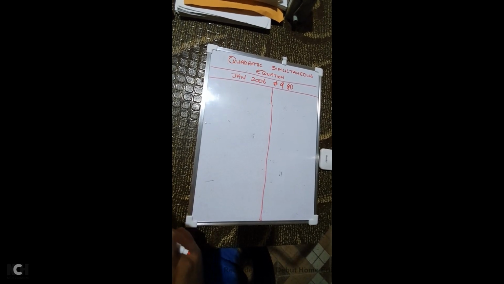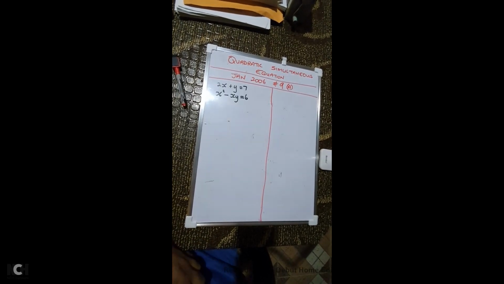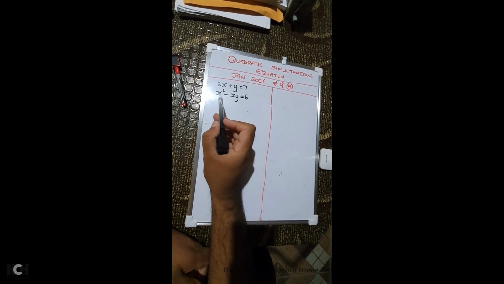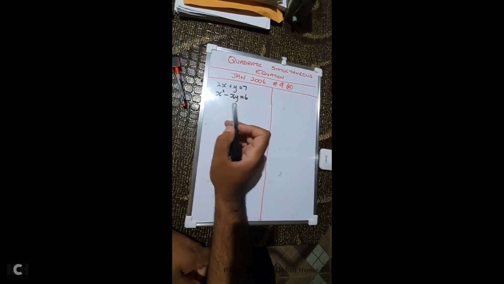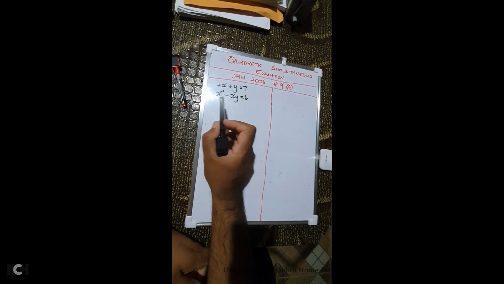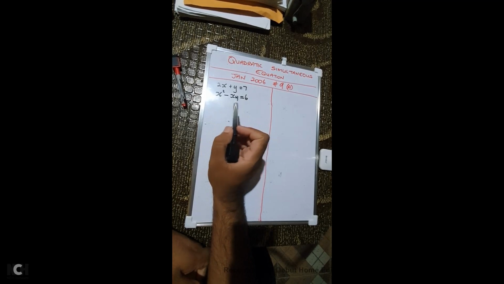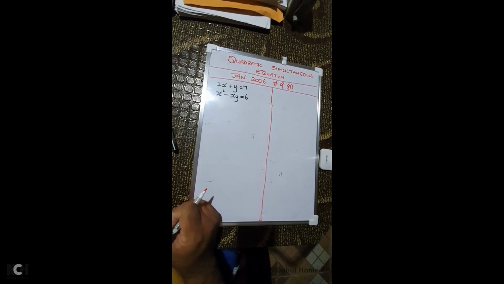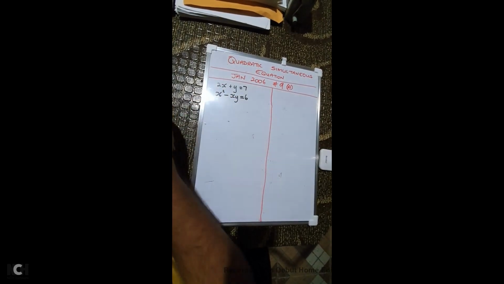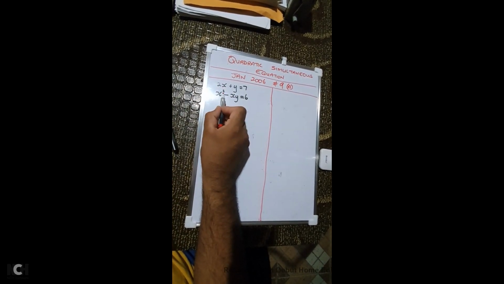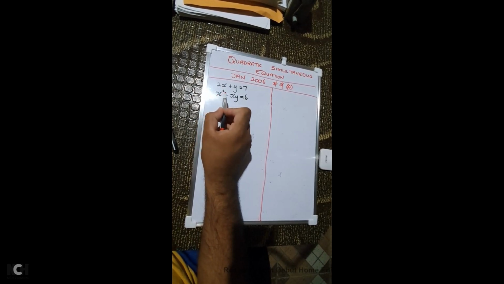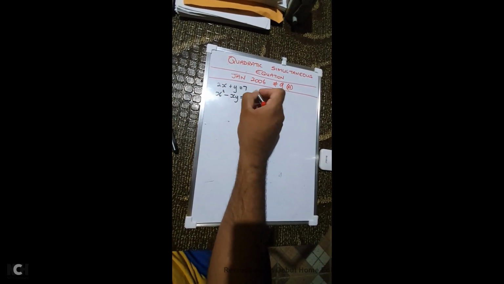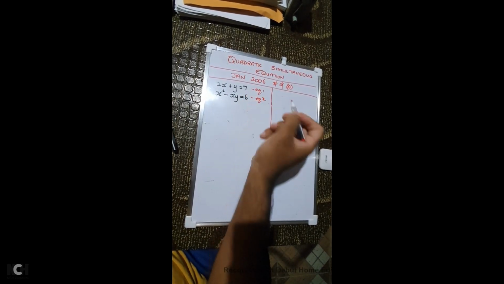So now we're going to look at January 2006, number 9A. We are given 2x plus y equals 7, and x squared minus xy is equal to 6. Now, we have to make this into a quadratic equation and solve it. If you all notice, we already have the x squared here. And remember, we wanted it in the form ax squared plus bx plus c. So this is our equation 1, and this is equation 2, right?